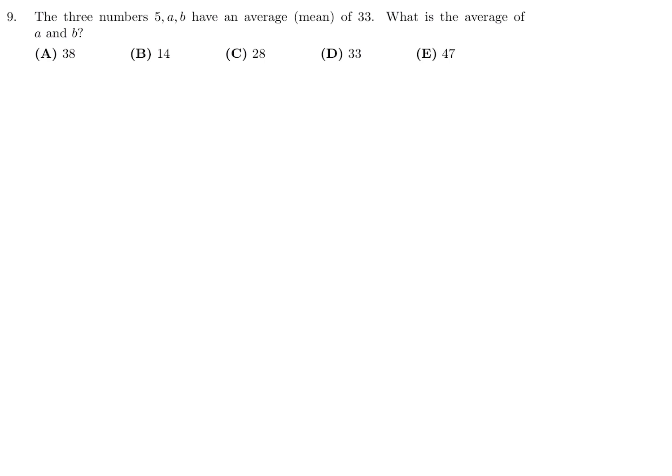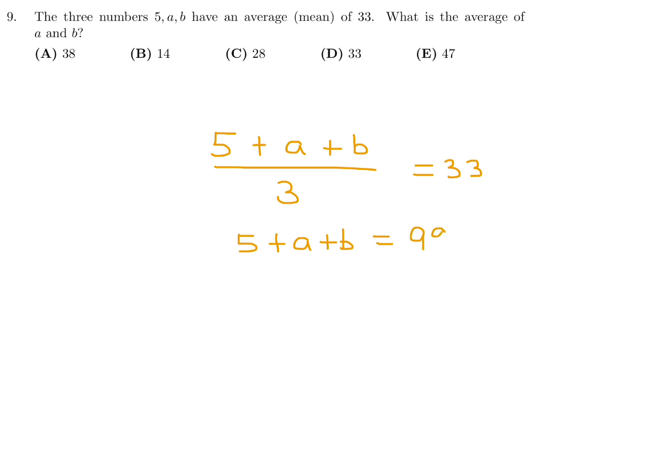Three numbers, 5, A, and B, have an average of 33. What is the average of A and B? So 5 plus A plus B, divided by 3, is equal to 33. So 5 plus A plus B would be 3 times 33, which is 99. And therefore A plus B would be 99 minus 5, which is 94. And then to take the average of A and B, you just divide by 2. And when you do that, you get 47. So number 9, the answer is E.